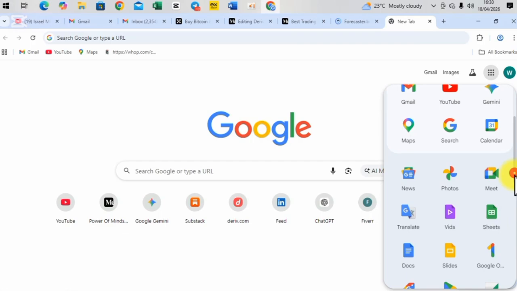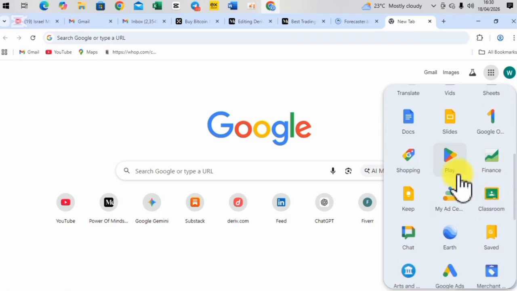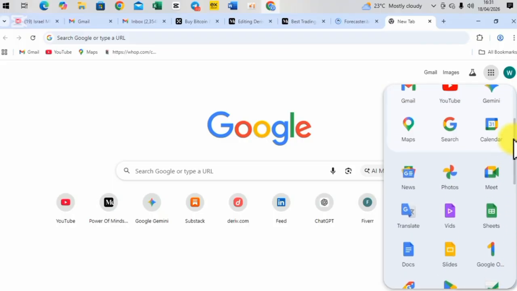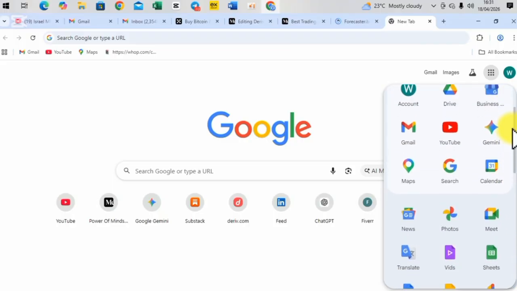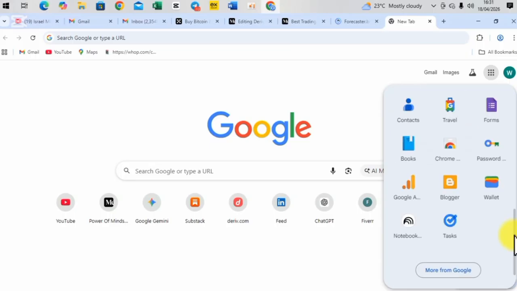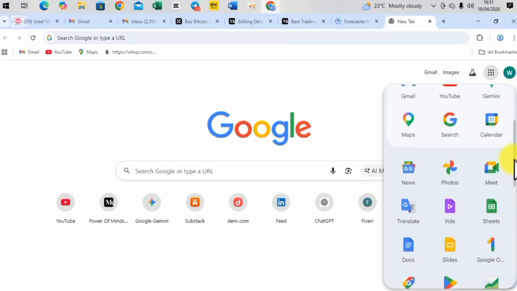It also has the Google Play Store. It also has what I call Blogger. Let me check if I saw that one, because it's supposed to be one of these products. So it has Blogger, with which you can create a free website, and NotebookLM. So all these are products of Google.